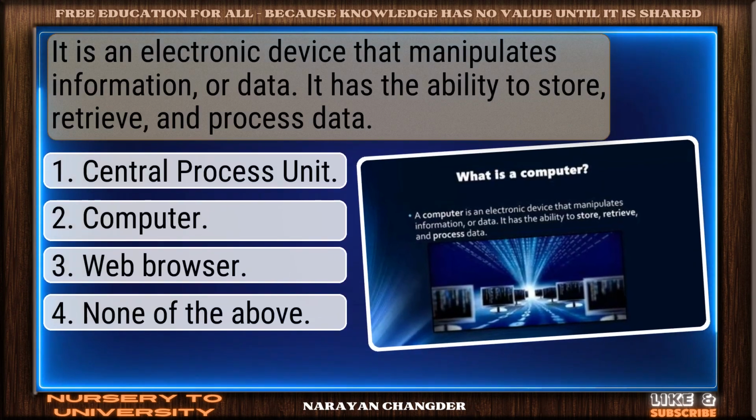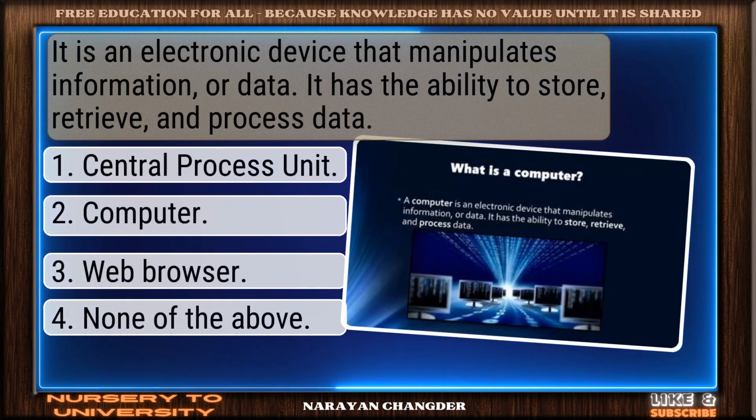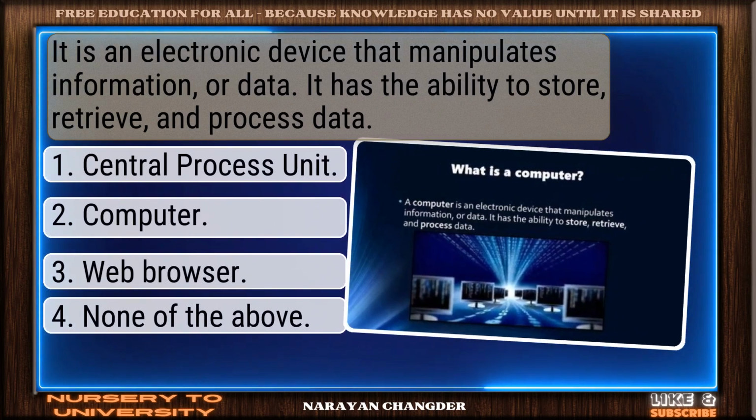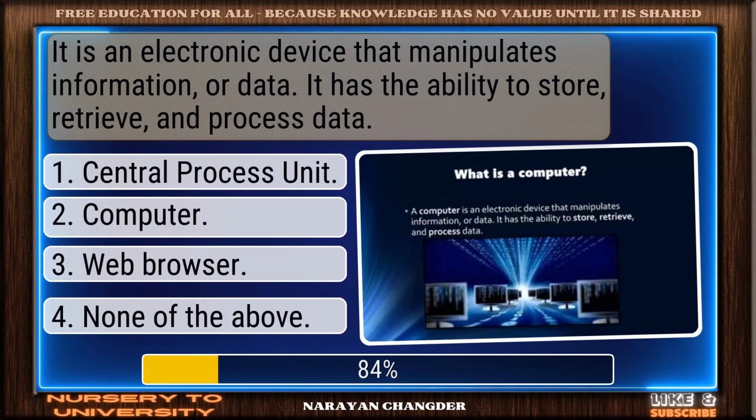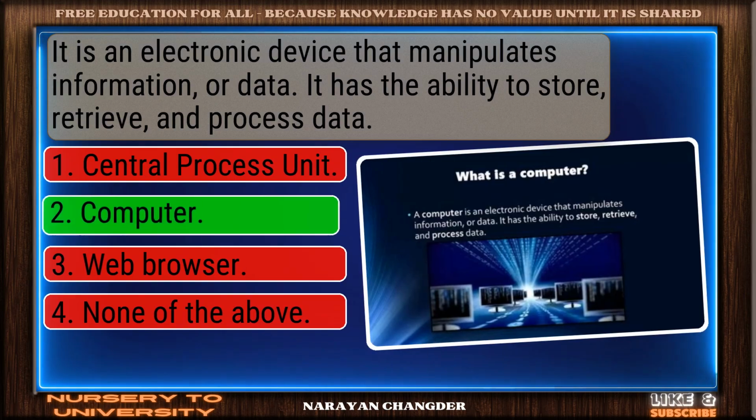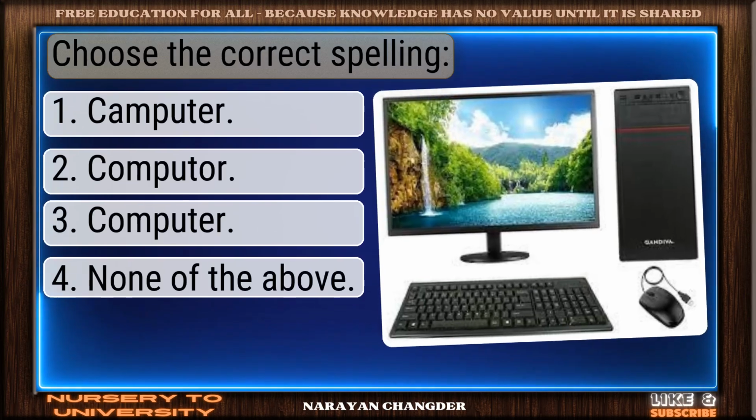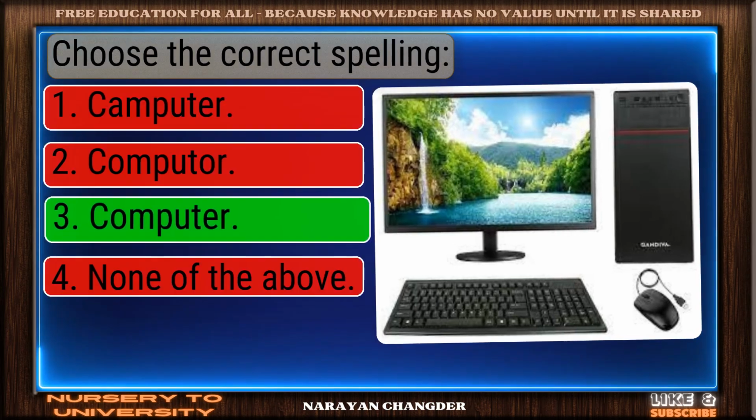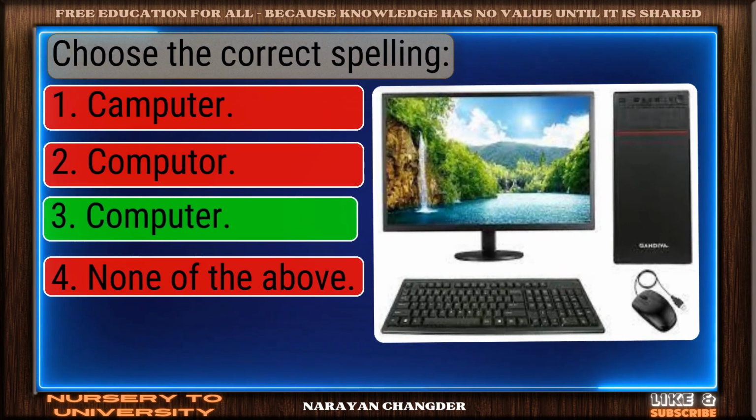It is an electronic device that manipulates information or data. It has the ability to store, retrieve, and process data. You got it. Computer fits. Choose the correct spelling. Good job. Computer works well.